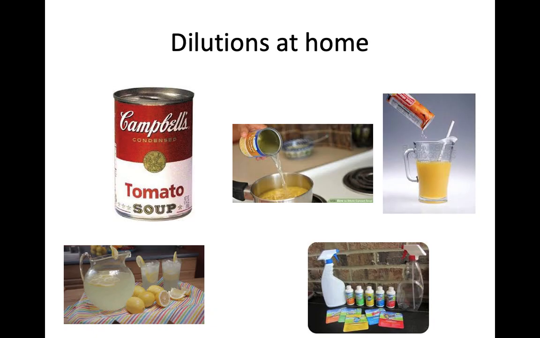Now, of course, I like the practical applications. How do you dilute things at home? Well, tomato soup. It's concentrated. It's condensed. You have to dilute it. What you do is you pour out the can. You add another can of water. You've just diluted it 50%. There you go.